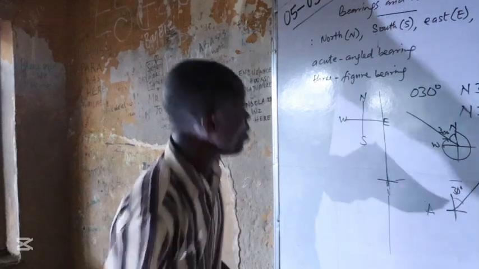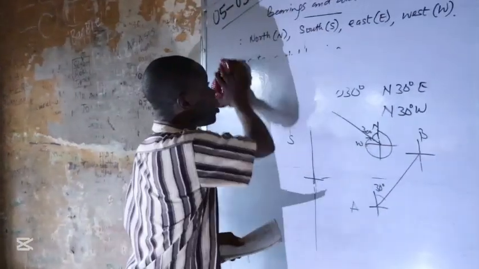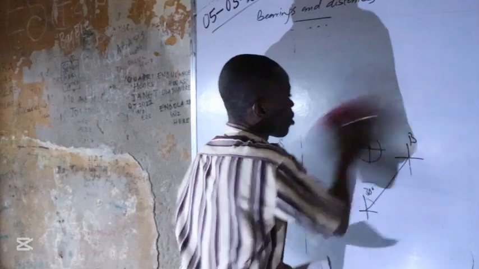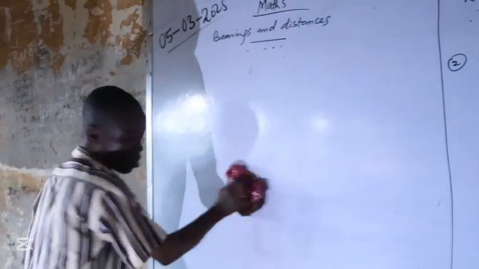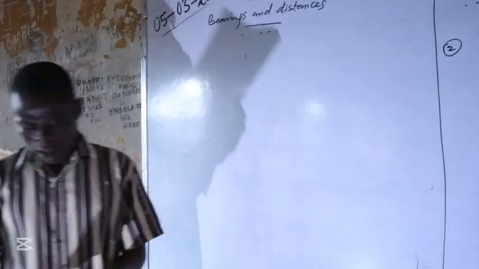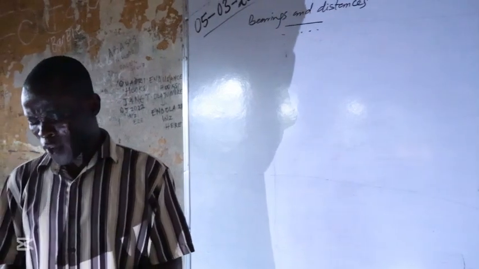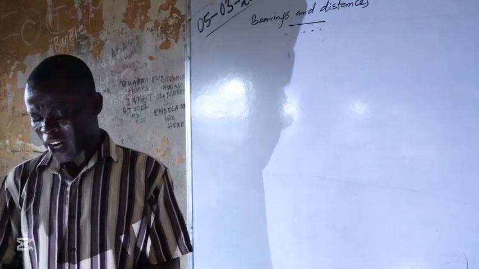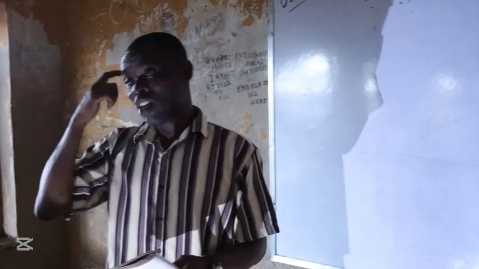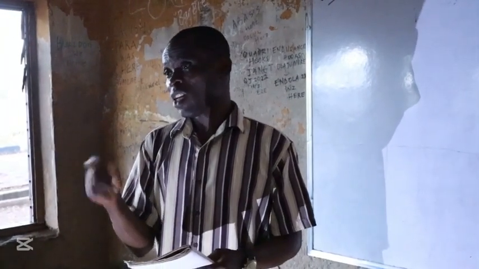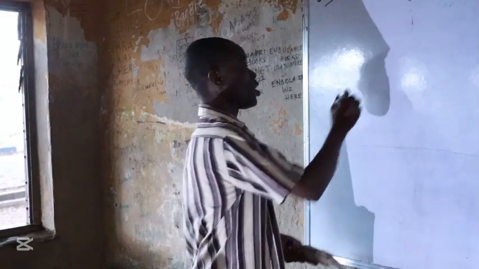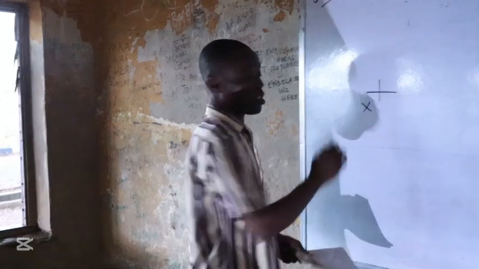Now let us interpret this question. Find the bearing of a point X from Y, if the bearing of Y from X is 110 degrees. You are going to draw X first. This is point X. Okay, let them see the cardinal points.